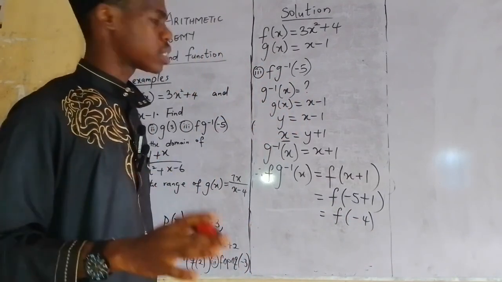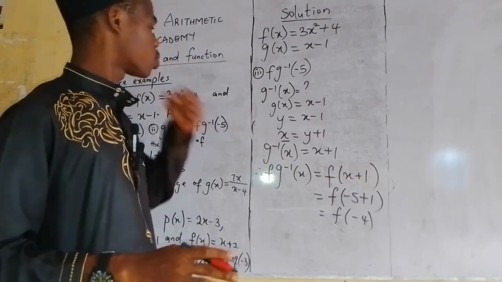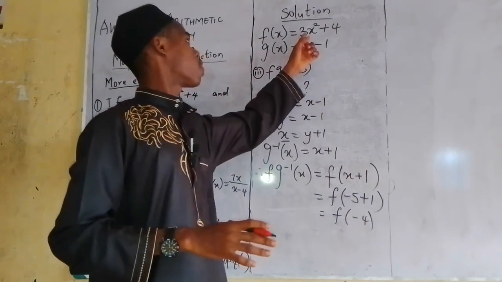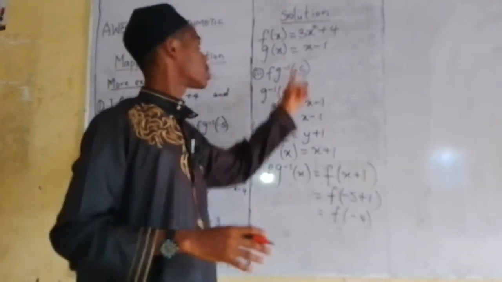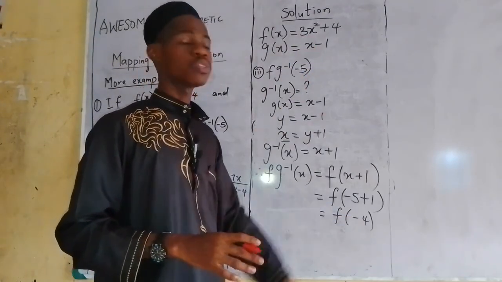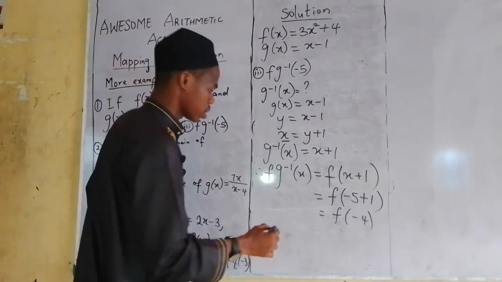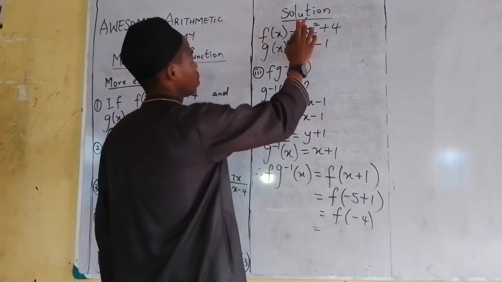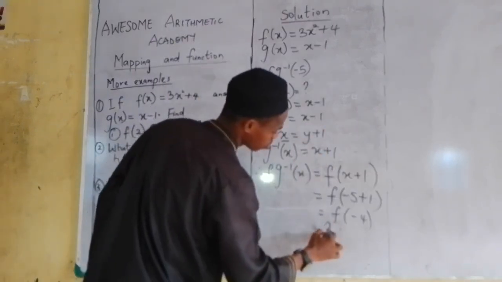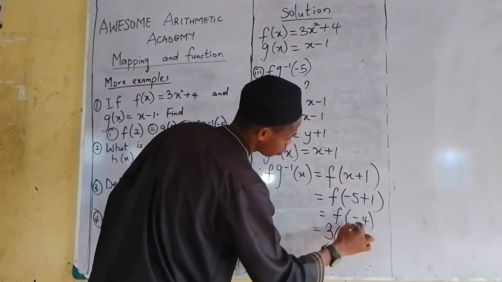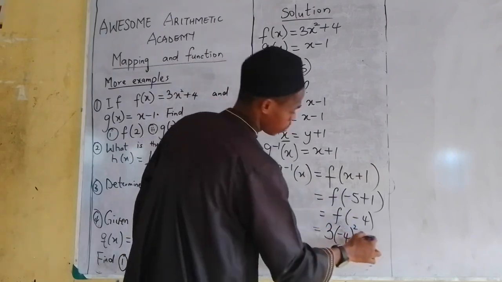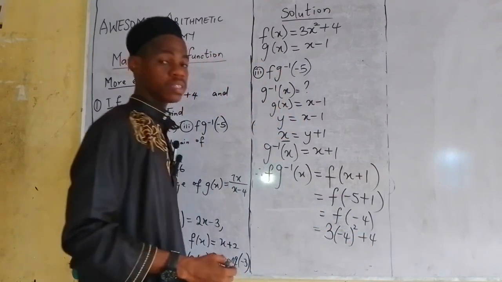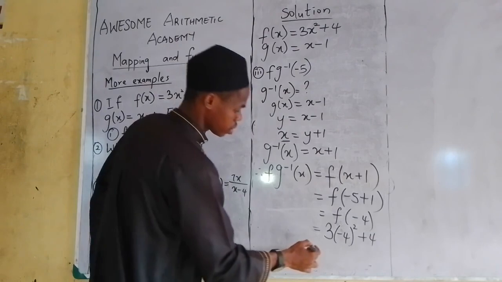So I've gotten that. What's the next step? The next step is to put this value in f of x. Anywhere I'm seeing x under f of x, I will put minus 4. So let's do that. So this will give me f of x is 3x squared. That will be 3 brackets minus 4 squared plus 4. Right? So now let's solve this.